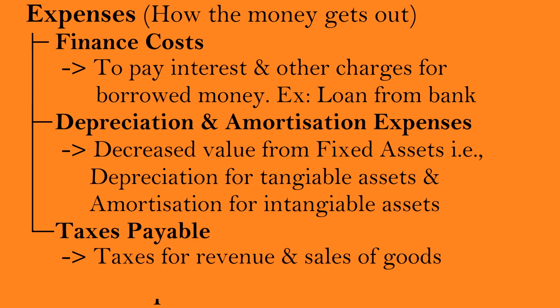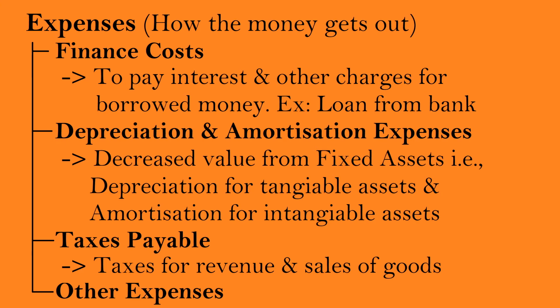Next one is tax payable. These are the taxes which have been paid by the company for its sales of goods and services. Last one is other expenses. Other expenses are the expenses which are not included in the above topics. Hence, total expenses is calculated by adding all the expenses. Remember that income and expenses topics will slightly differ for different sectors.